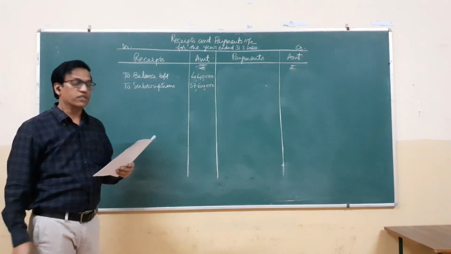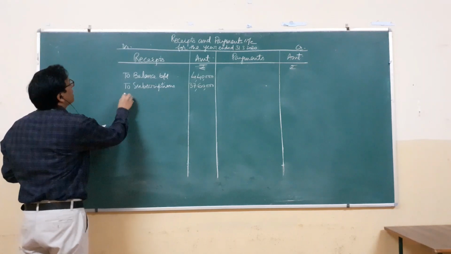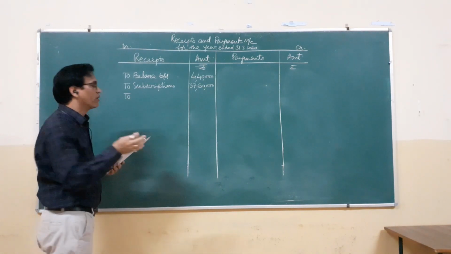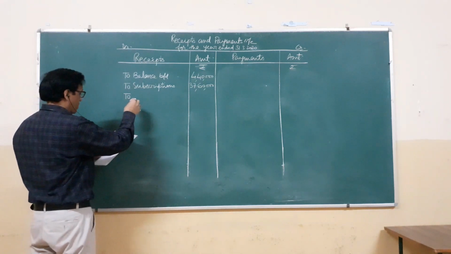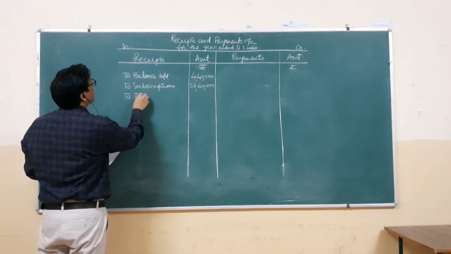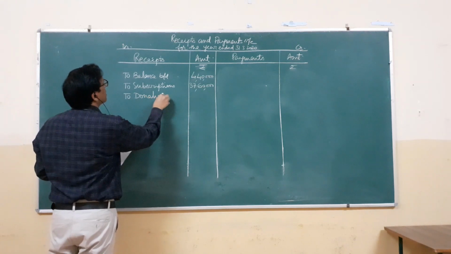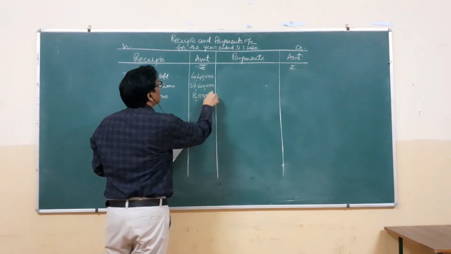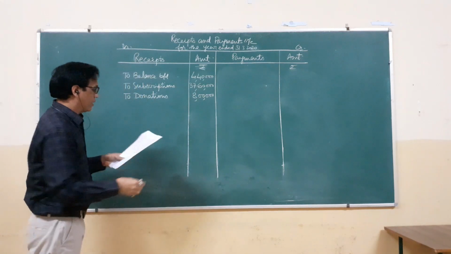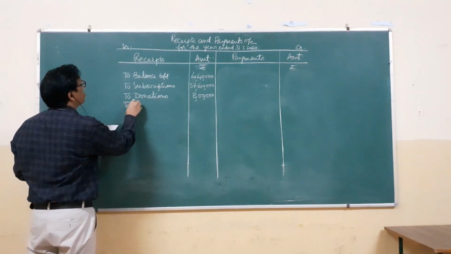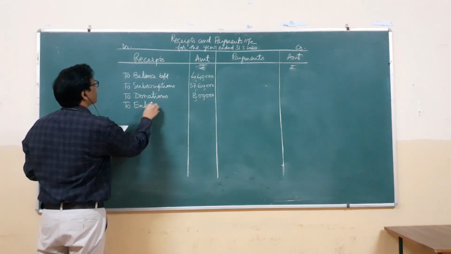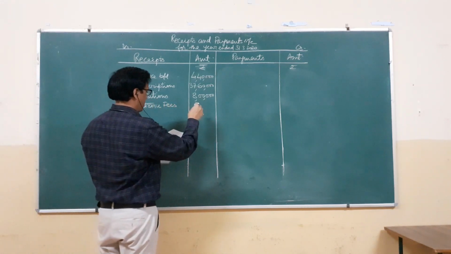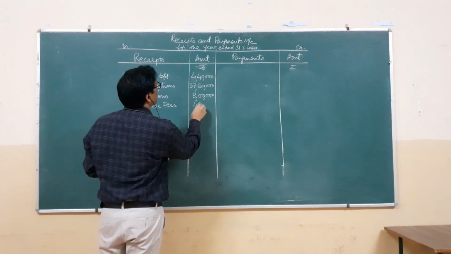The next is donations. Donations are also received. If donations are given, then it will be mentioned in the question particularly that donations given, donations paid. So donations 8 lakh rupees. It is a general donation amount. The next item is entrance fee. Again, we receive money through it. So to entrance fee. And the amount received is 4,30,000.